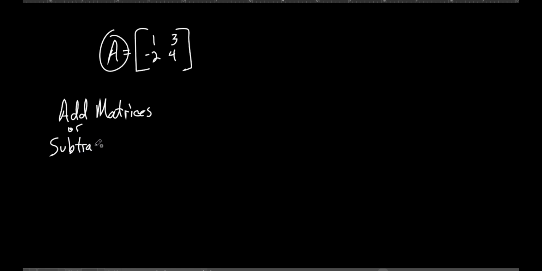Subtract. It's kind of the same thing. All right, so add or subtract matrices. Again, in order to add or subtract matrices, they have to be the same dimensions. I can't take a 2 by 2 and add it to a 3 by 1. Everybody understand that? So if you've got a 2 by 2, you can only add it to another 2 by 2. This one is a 2 by 3 that we're going to do right now.